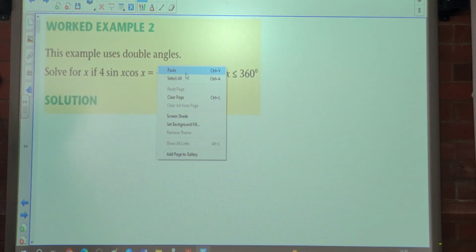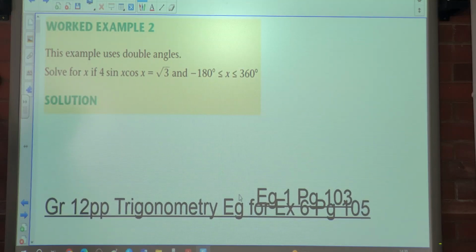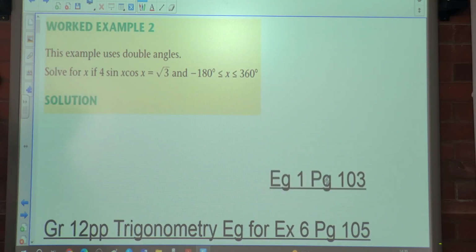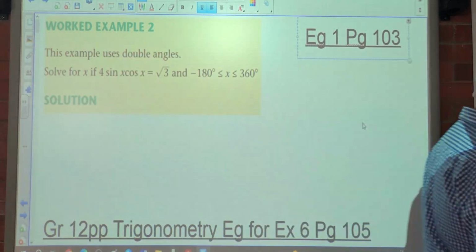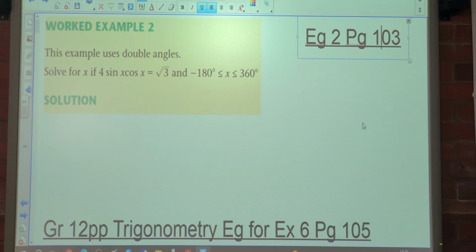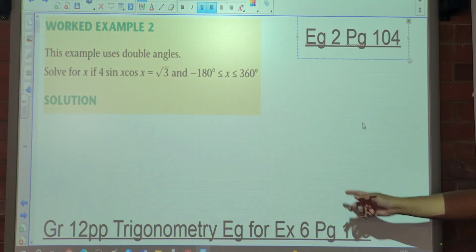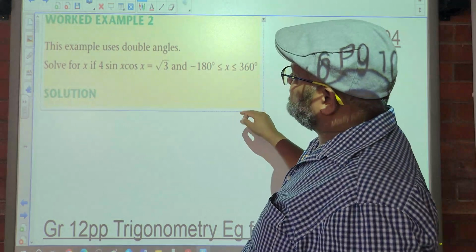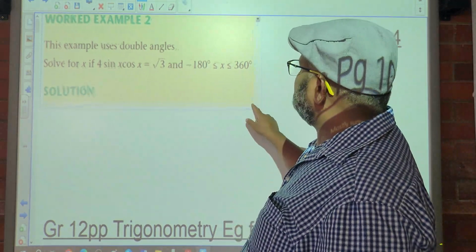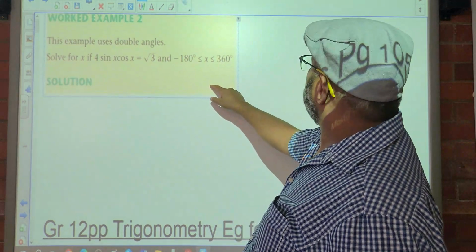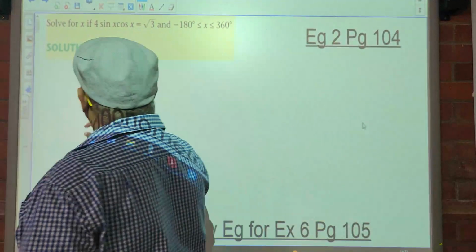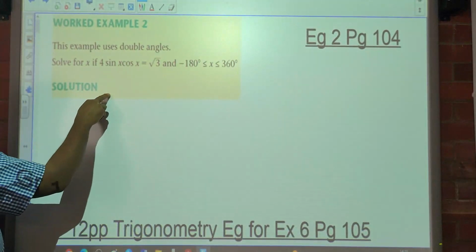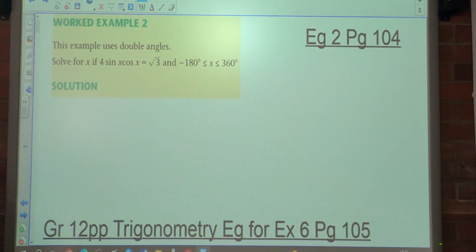Right, let's look at example 2. Example 2 is on page 104. So again, we're looking at general solution, worked example 2. In this example, use double angles. Okay, so what do you notice here? It says solve for x if 4 sine x cos x is equal to the square root of 3 and x is greater than or equal to negative 180 but less than or equal to 360.